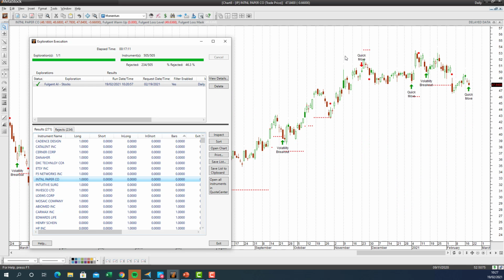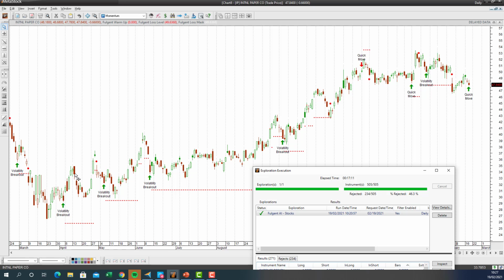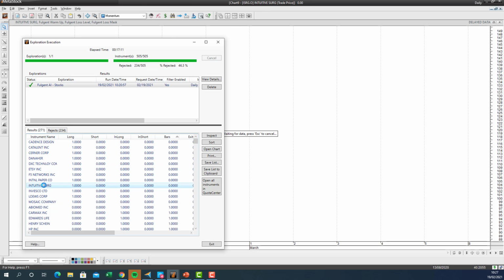There we go. Got you out of there with a sell, another quick move. So quite a lot of fantastic trades generated by the AI. So we can see we have quite a lot of nice trades. Quick move there. Intuitive Surgical.